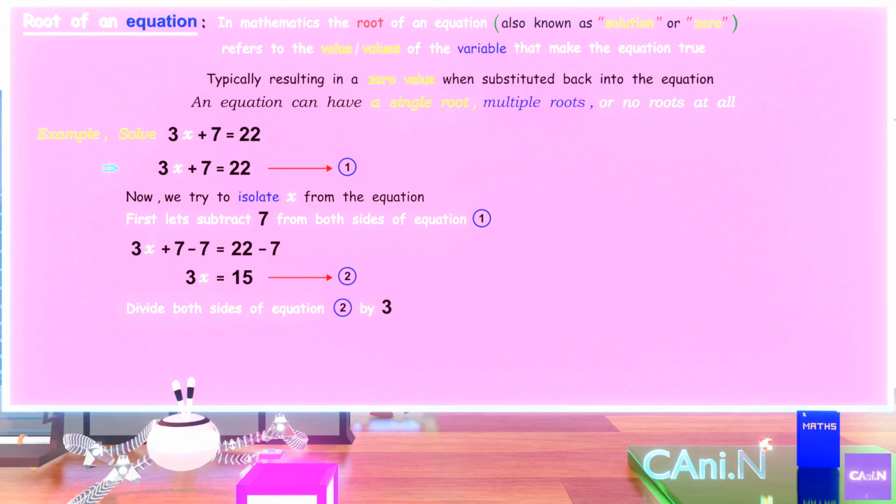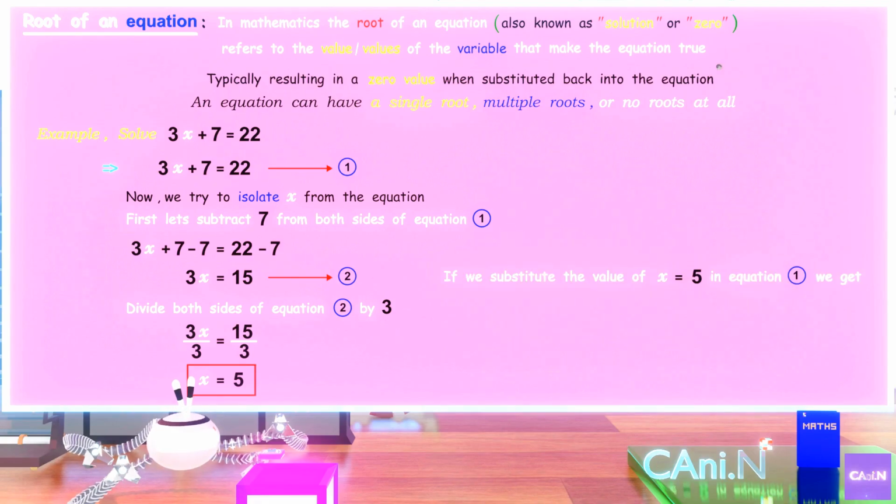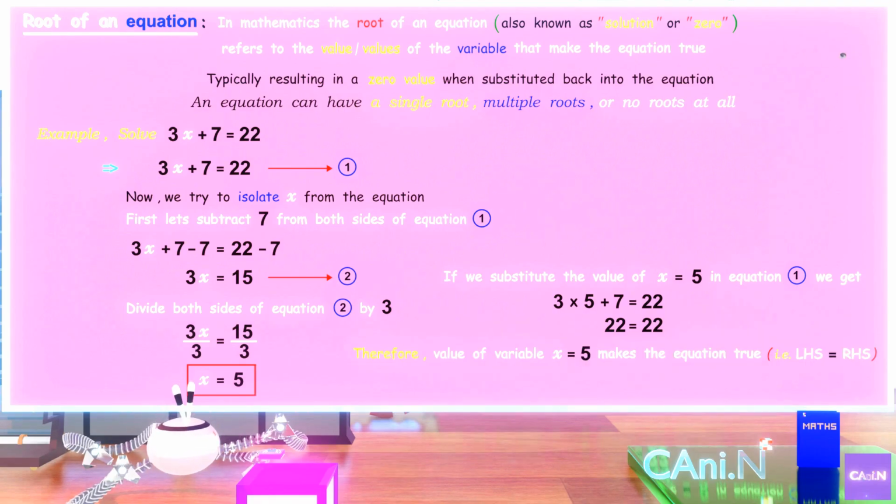Divide both sides of equation 2 by 3. 3x divided by 3 equals 15 divided by 3. Therefore, x = 5. If we substitute the value of x in equation 1, we get 22 = 22. Therefore, the value of variable x = 5 makes the equation true. Hence, 5 is the root of the equation.